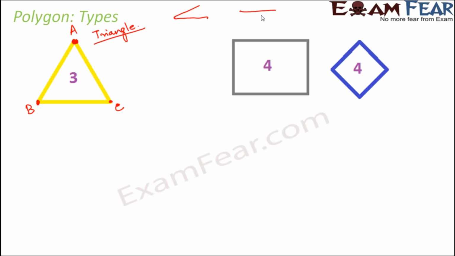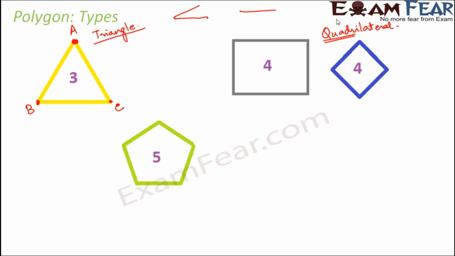For example, polygons with 4 sides. These polygons are called quadrilaterals. The word quad comes from 4. Now there are many different types of quadrilaterals. In some quadrilaterals all sides will be equal. In some quadrilaterals opposite sides will be parallel. In some quadrilaterals, the adjacent sides will have some relations. So basically there are many types of quadrilateral.